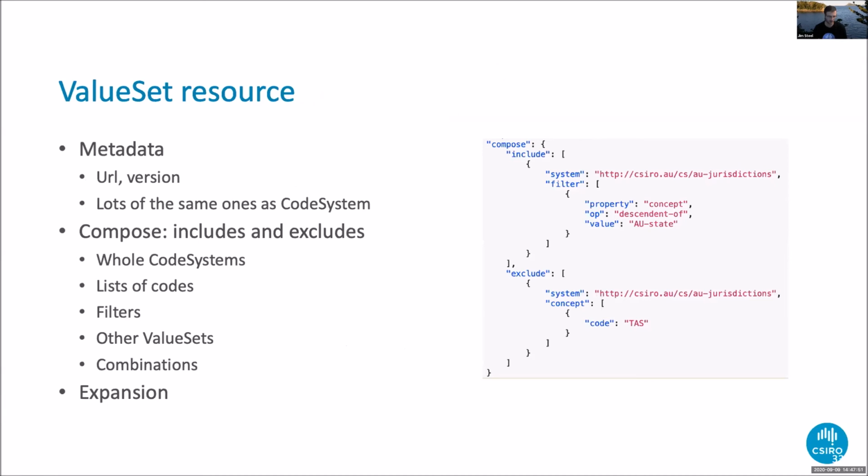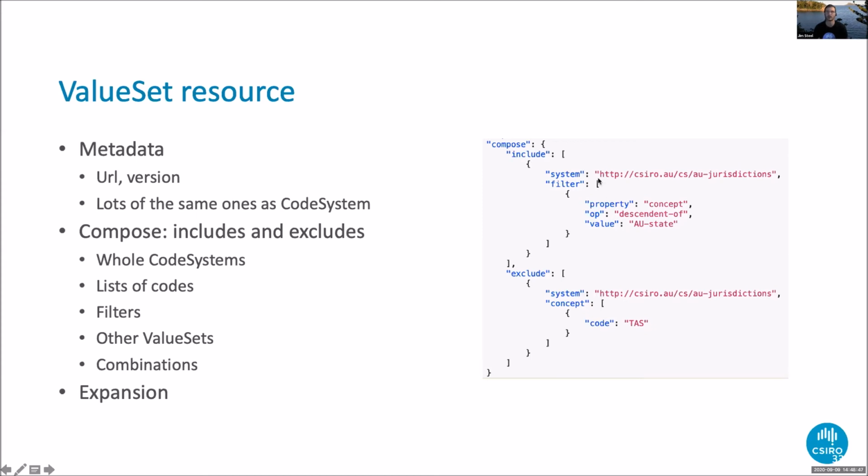The value set resource is the last one I'll mention briefly. It has essentially the same metadata as the code system, a URL and version for identifying it. And importantly, the value set resource has this compose element, which allows you to define a series of include and exclude rules. For each of those, there are four types of things that you can do. The first is you can include a whole code system just by providing its system and nothing else. You can include or exclude a list of codes by providing a system and then a concept block like this. You can define filters. Up the top here, we've got an example with a filter that says concept descendant of AU state. That will include any code that satisfies that filter. The one I haven't listed here is that you can include other value sets.